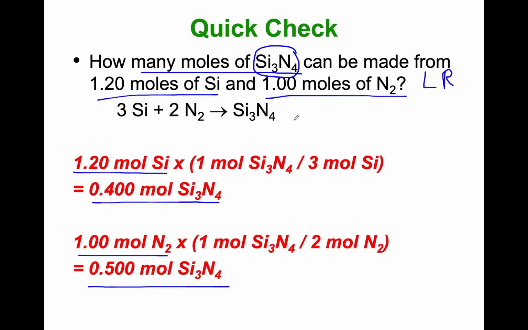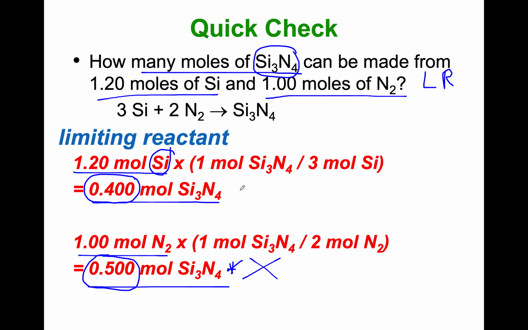Okay, so if we look here, we saw this earlier, this is less of an amount than this. Okay, what this is telling us is this is not possible to form. I know you have enough nitrogen to get to 0.5 moles, but you don't have enough silicon. So this is not going to form. Get this out of your mind. Okay, and that tells us that the silicon is the limiting reactant. Okay, that's the one that runs out. 0.4 is less than 0.5.